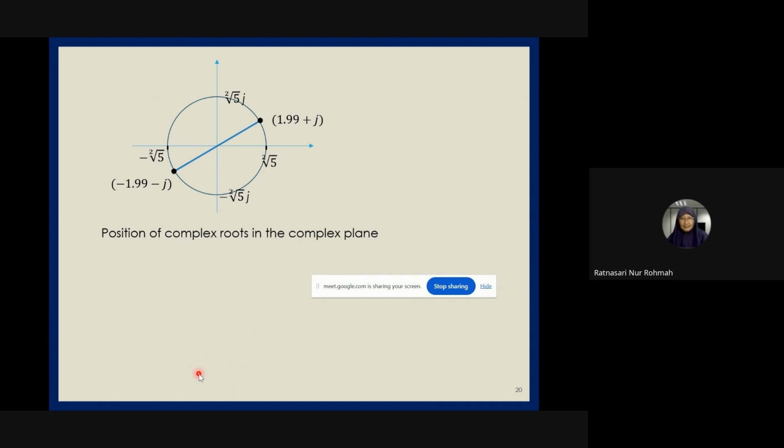And the position of those complex roots in the complex plane is shown in this graphic. This is our first root and this is our second root. It is shown that all those complex roots have a magnitude of square root 5.